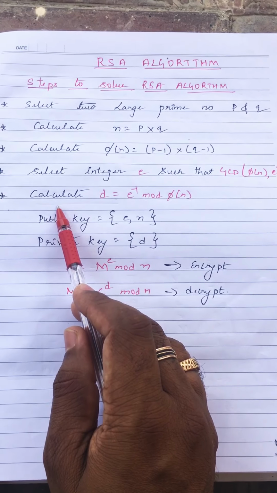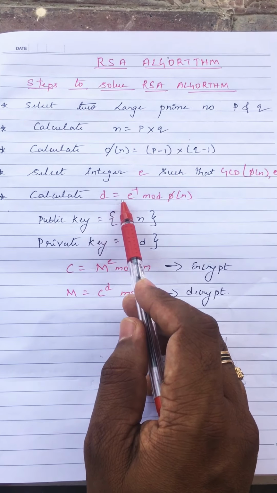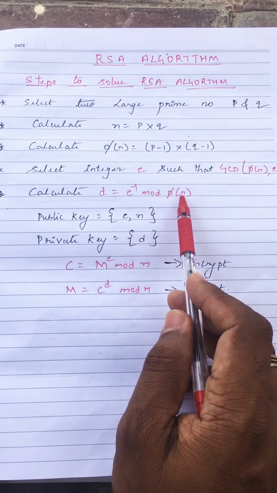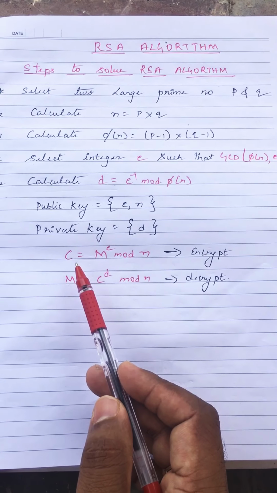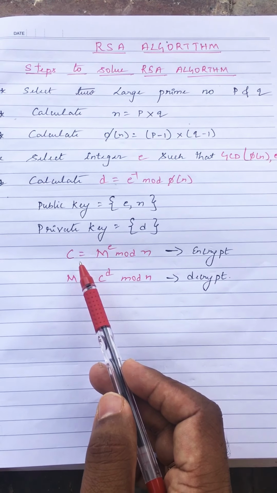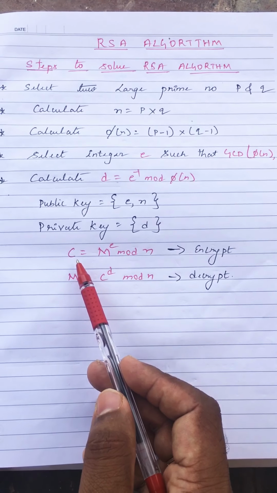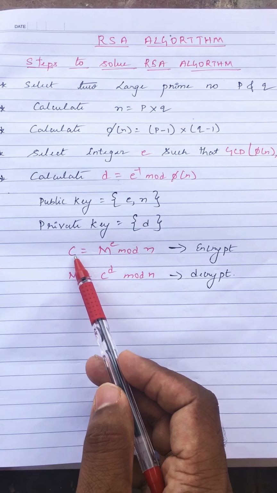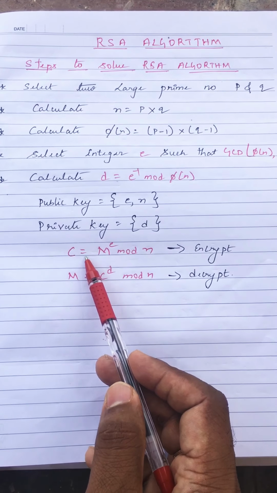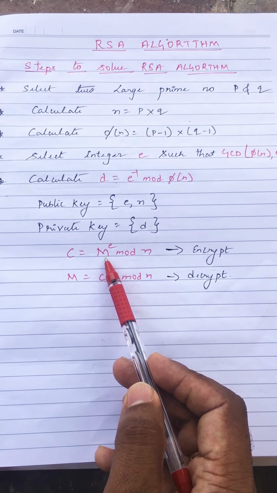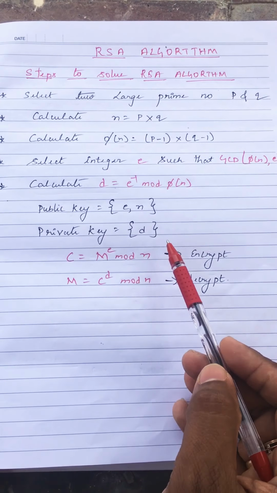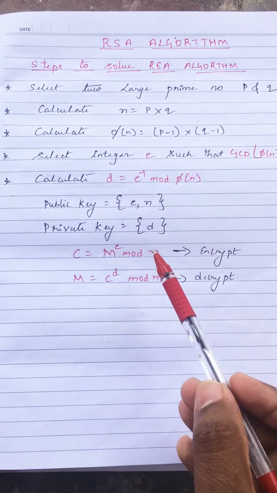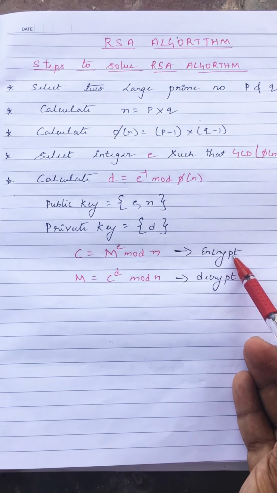Now we are going to calculate d. D is equal to e inverse mod phi of n. In RSA, as we know, we encrypt and we decrypt. Here C is used for the ciphertext. To find my ciphertext, C is equal to the message raised to the power of e, mod n, which we calculated in step 2. We get a ciphertext.